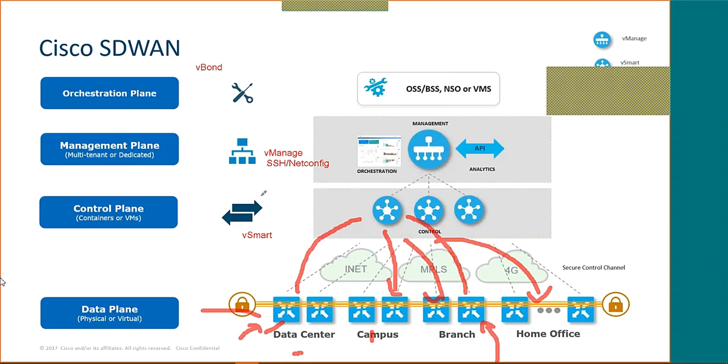So now these four components we can see as vBond for authentication, vManage for the management, vSmart for the control plane, and then WAN edges at the premises level. So four planes, and they are separated and independent devices available for it. Any quick questions on this?